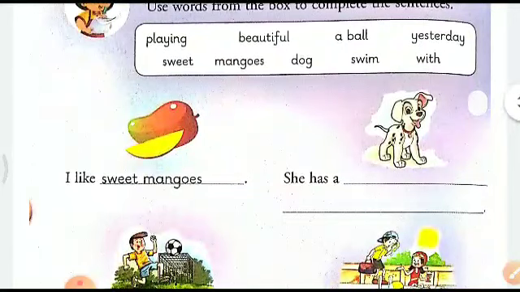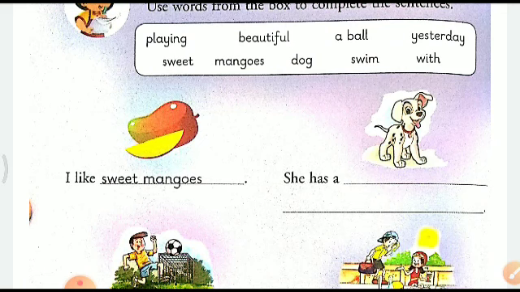See the first one. Here two words have already been used. These two words are sweet mangoes. I like sweet mangoes. Now see the second picture. It's that of a dog, a small dog which is very beautiful. So we can make this sentence: she has a beautiful dog. She has a beautiful dog, right?